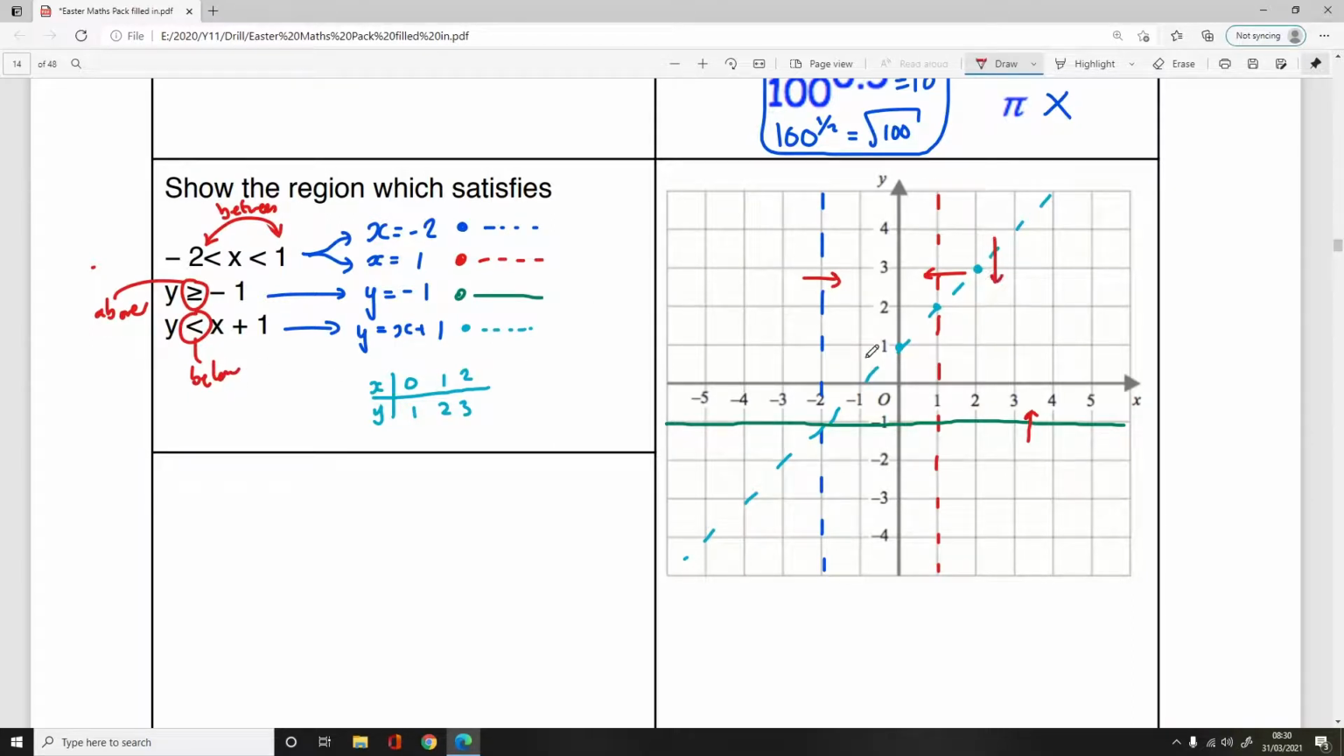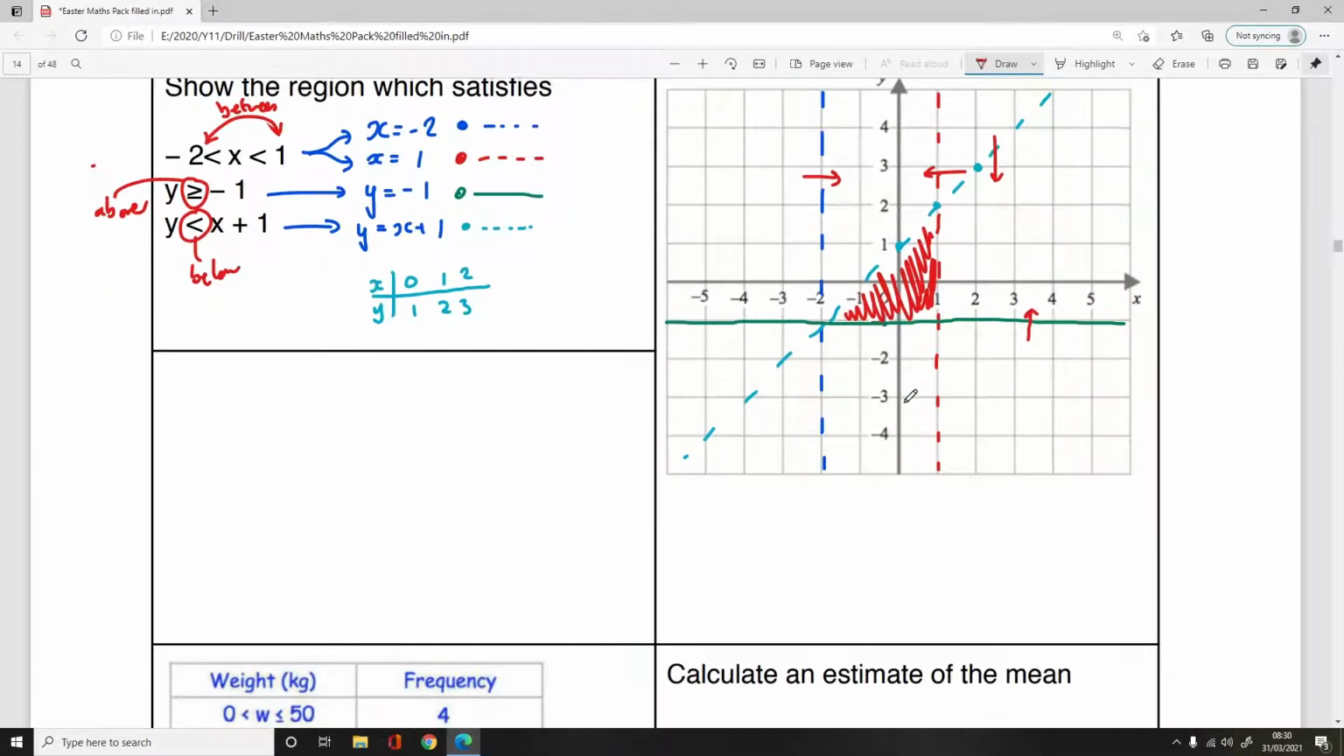So what are the things that are fitting that quality? It's this little triangle here. So show the region, we shade it in. That is the answer to our graphical inequality. That might be something you want to practice a little bit. Very good to look that one up on Corbett, etc. Okay.